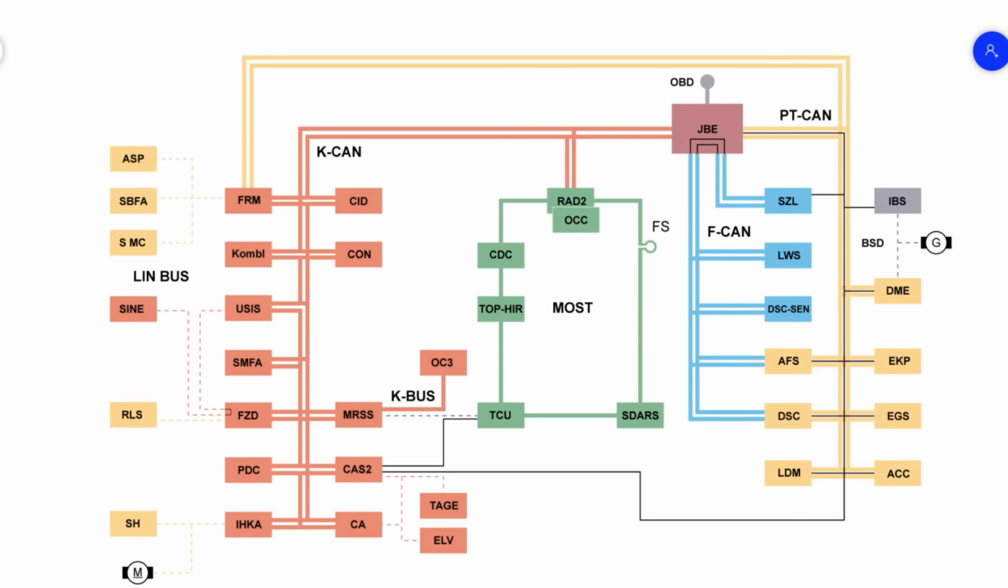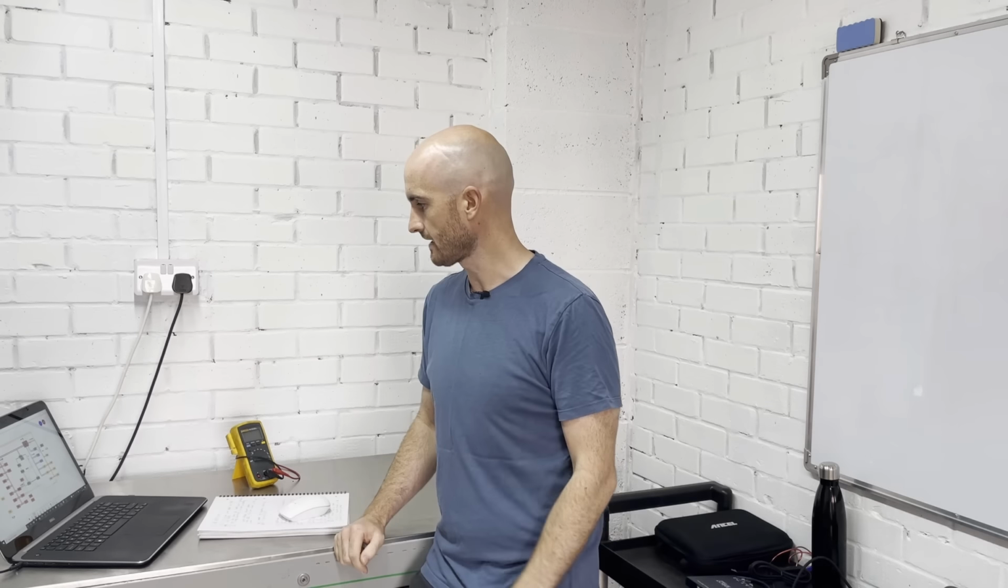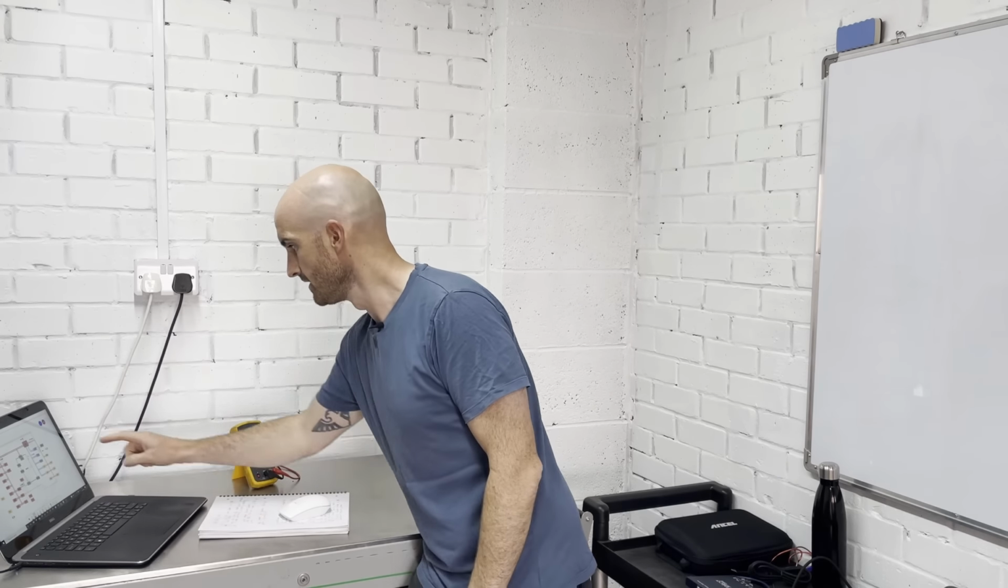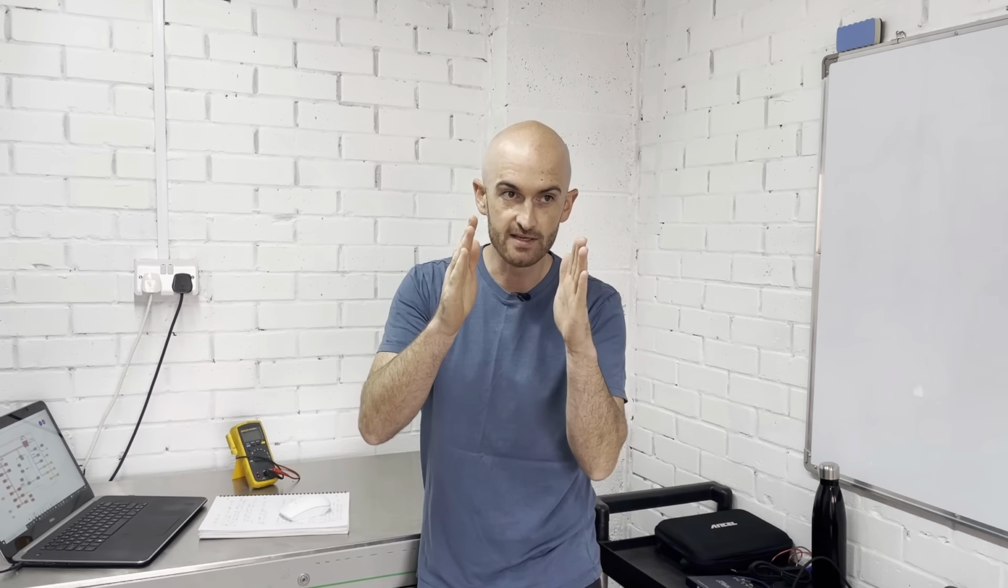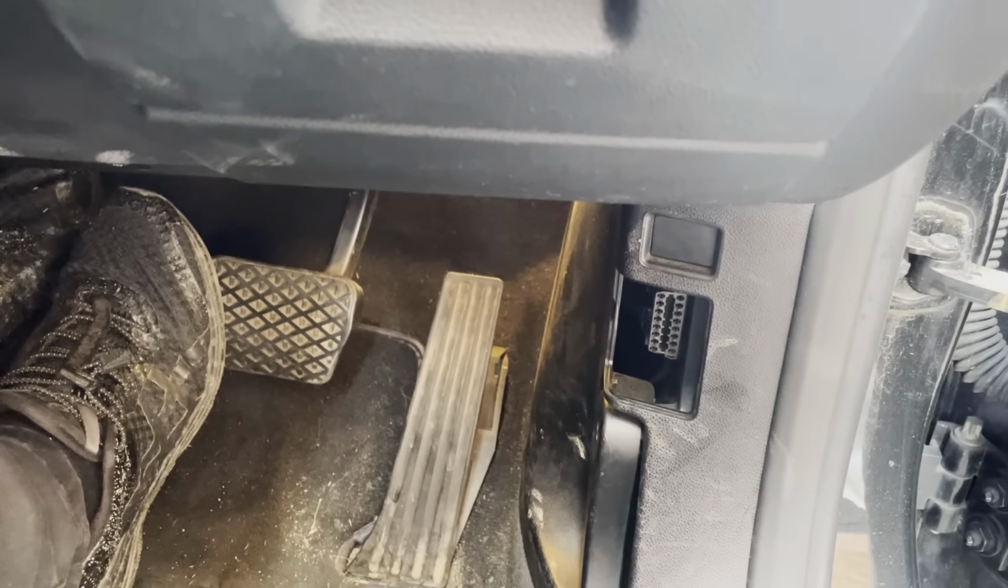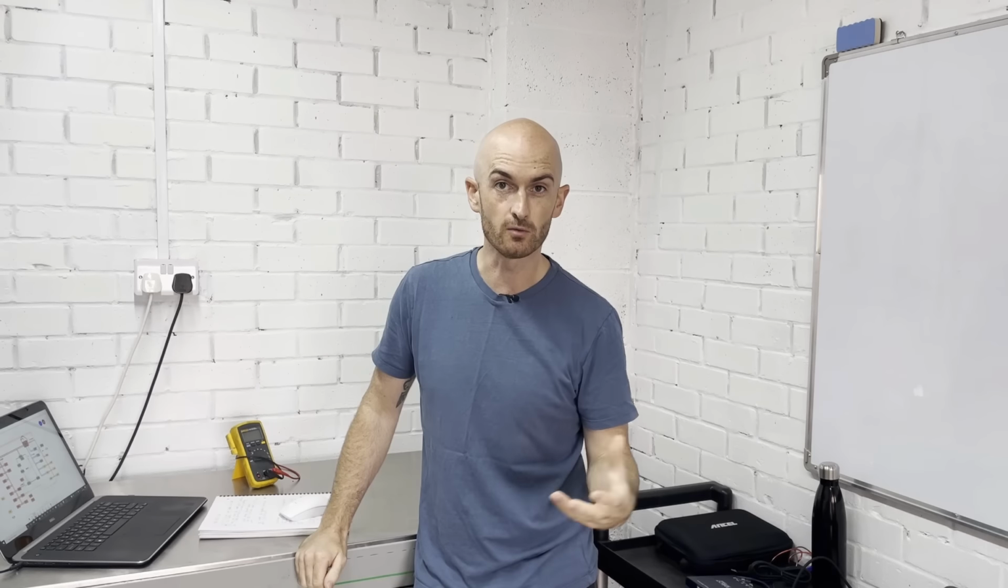Again, it's important to go back to the topology to see how the network operates. If we check out how the network operates on this one, especially with the OBD connector, we've got an OBD connector here straight into the gateway. On some vehicles, all of the CAN networks actually end up at the OBD plug, and you can actually measure them all right there. It's really quite useful.